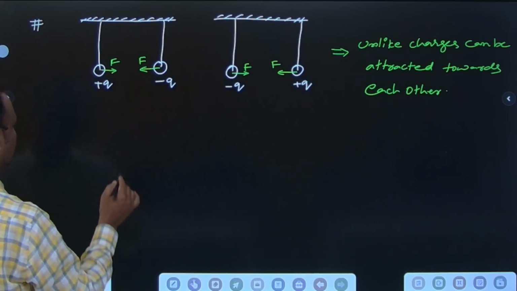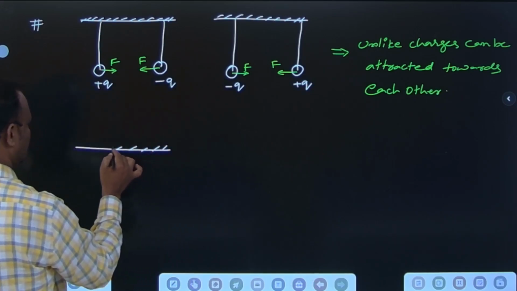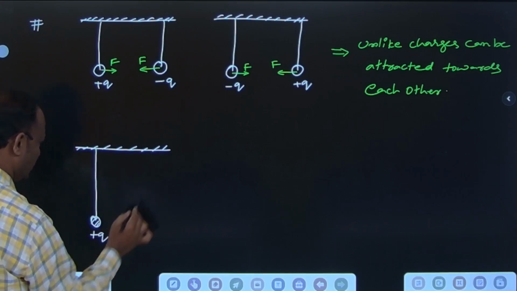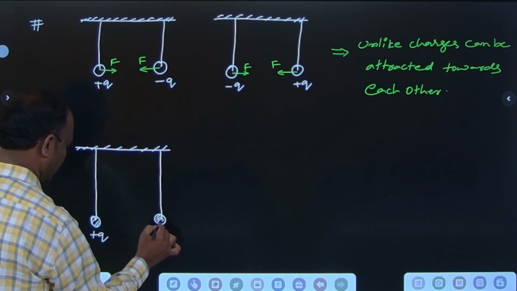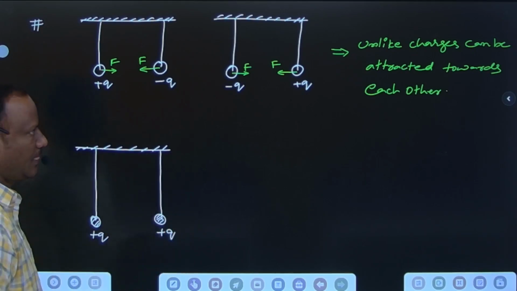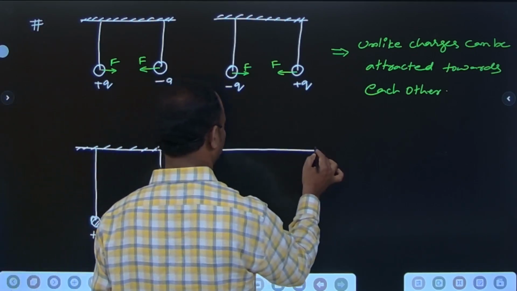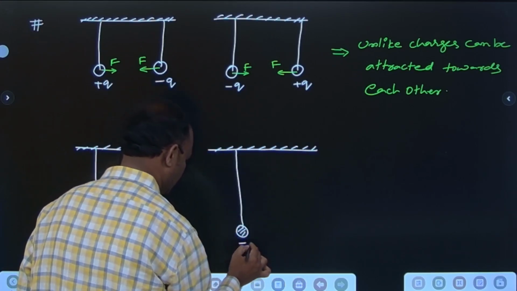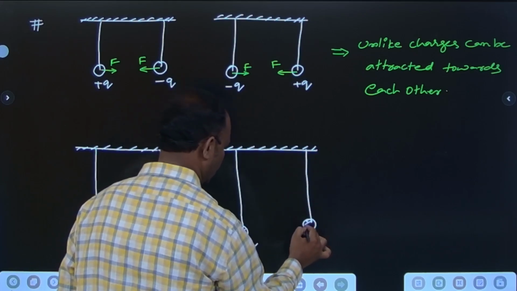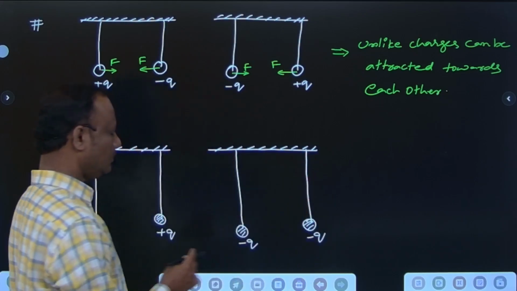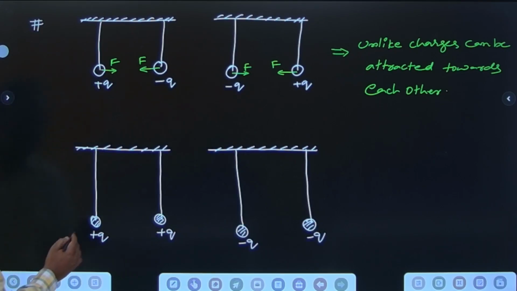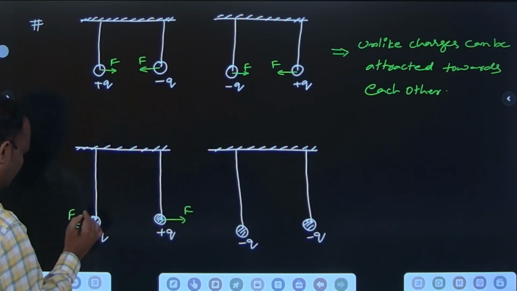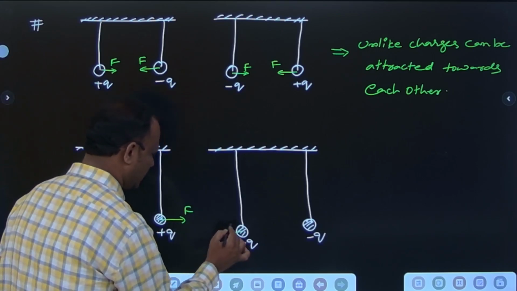Now if we talk about like charges, for example, one charge here is plus Q, next is again plus Q. Another pair is minus Q and minus Q. So these are the like charges. Like charges are repelled with the same force. They are repelled like this.